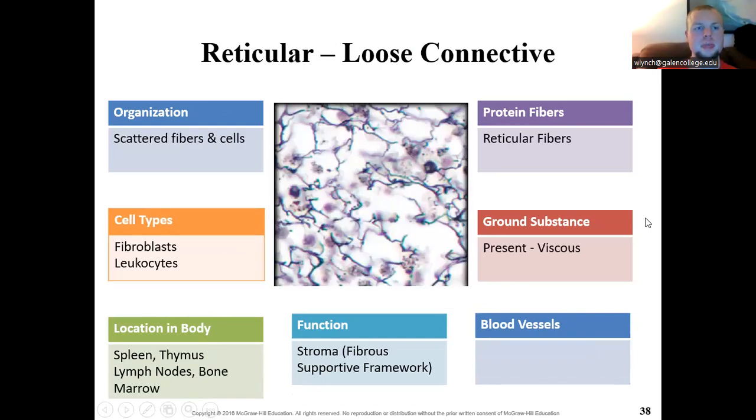We have reticular. Reticular is going to be made up of reticular fibers, and it's going to look like a meshwork or almost like a latticework matrix of fibers put together. Our cell types here are going to be fibroblasts, which secrete collagenous and reticular fibers, and leukocytes, which are going to be the resident immune cells. So we find this a lot in immune functioning organs, such as the thymus, lymph nodes, and bone marrow.